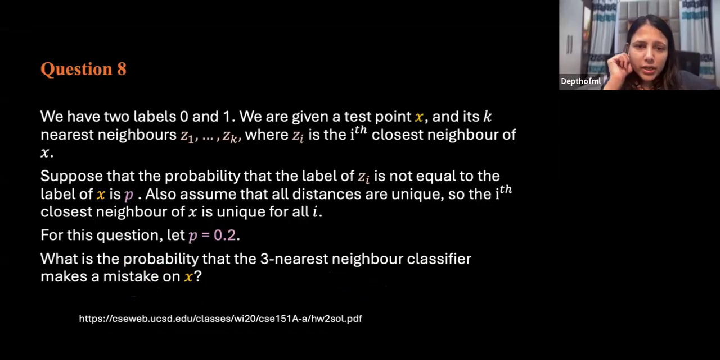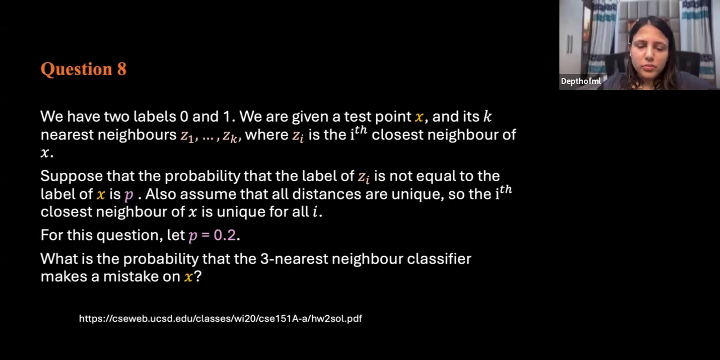Okay, now comes the difficult question, and this is the last question for this particular lecture. Let me go over this. We have two labels, so you have two classes, class 0 and class 1. We are given a test point X, a query point, and its K-nearest neighbors are Z1 to Zk, where Z1 is the closest neighbor, Z2 is the second closest neighbor, Z3 is the third closest neighbor, and so on.